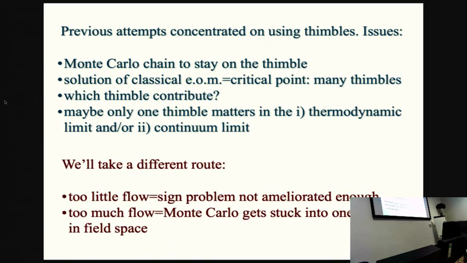Our route is going to be slightly different. Our route is going to be, forget about the thimbles. I'm going to take my real plane, I'm going to evolve somehow. If I evolve a lot, I'm going to get close to the thimbles. If I evolve a little, I don't get close to the thimbles. If I evolve too little, I don't ameliorate my sign problem. If I evolve too much, what's going to happen is that the different regions that are mapped to different thimbles are going to be isolated by enormous potential barriers or action barriers, and it's going to be difficult to sample them. So what you try to do is to find some middle ground where you can make some money.